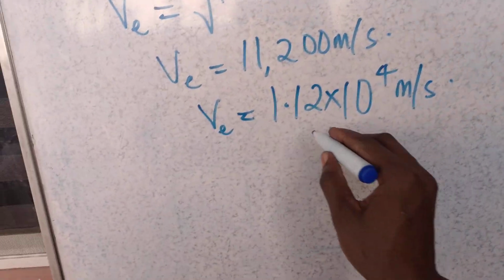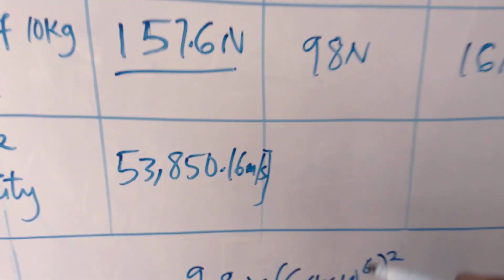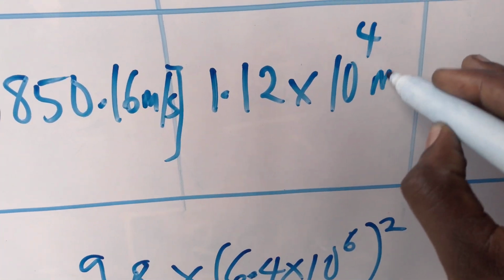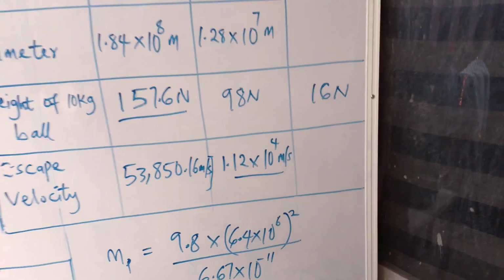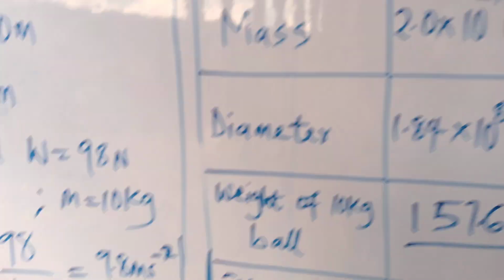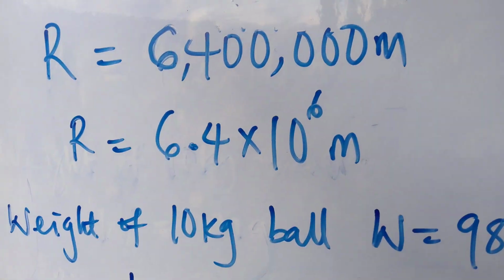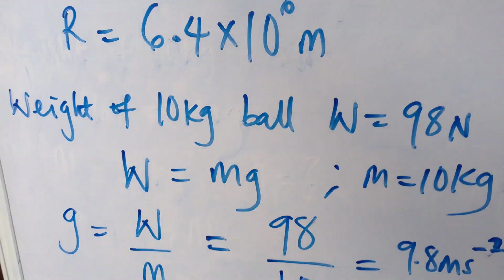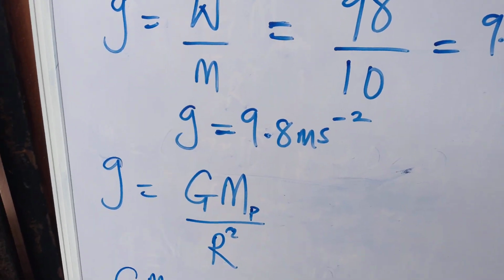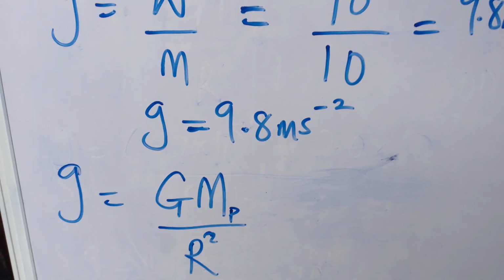Okay, so what are your observations? First, you write that down. This is 1.12 times 10 raised to power 4 meters per second. You observe that planet B is the Earth. Reason being that the radius of the Earth is 6.4 times 10 raised to power 6 meters, and the acceleration due to gravity on the Earth's surface is 9.8 meters per second square, which is approximately 10 meters per second square to the nearest whole number.